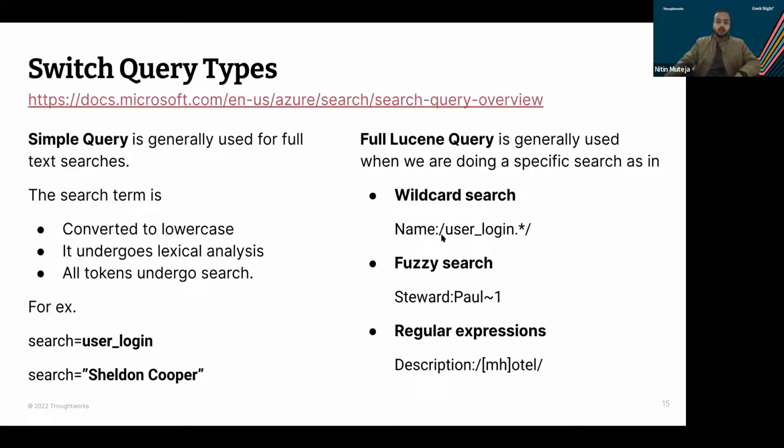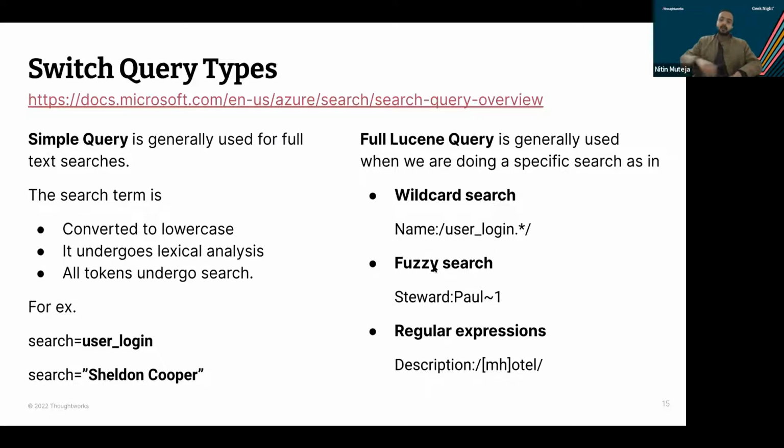Like wildcard search. Wildcard searches are enclosed between slash symbols, followed by dot and star to indicate if you are searching for one or more terms, right? So if I say I want to search for a data set name, colon, followed by the wildcard characters here.